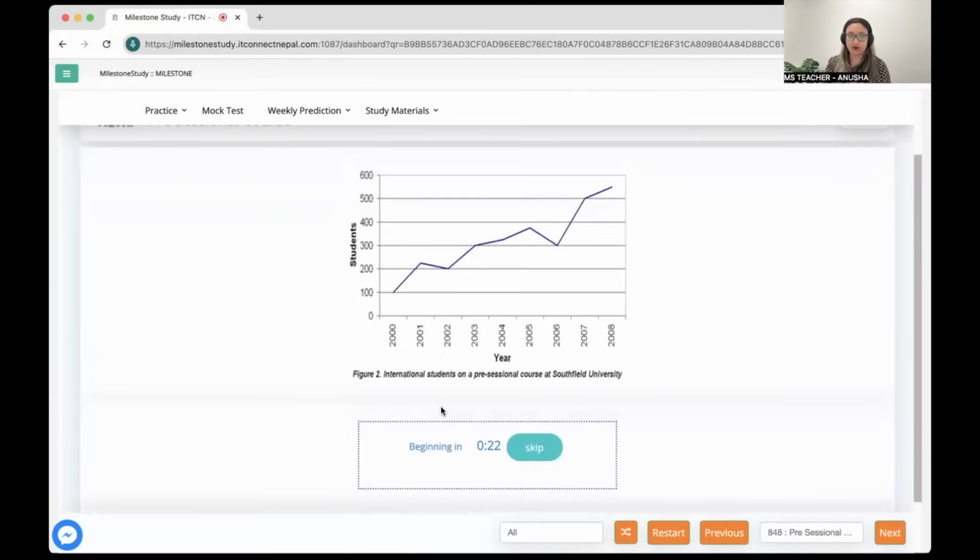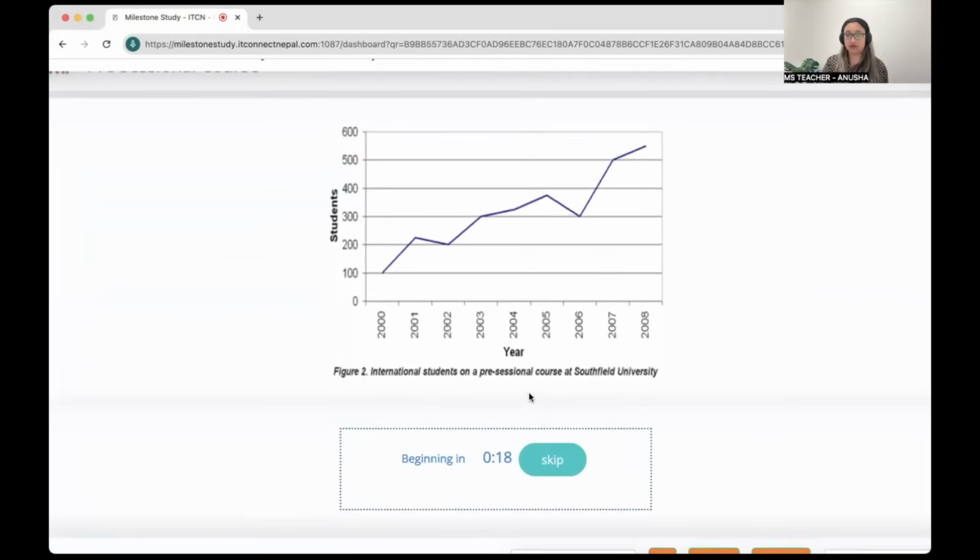Okay, this is a line graph. It shows international students on a pre-sessional course at Southfield University. The x-axis has years and the y-axis has the number of students. It increases throughout the years, and the highest is 2008 and the lowest is 2000. 100, 550.